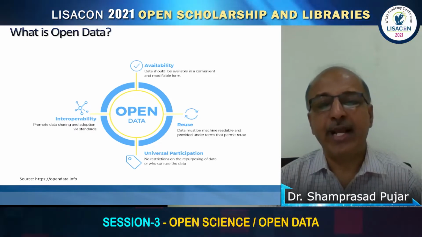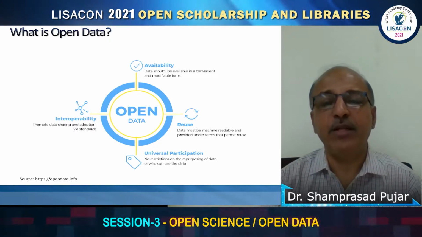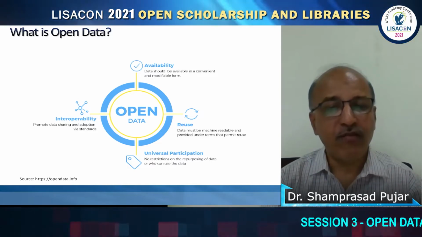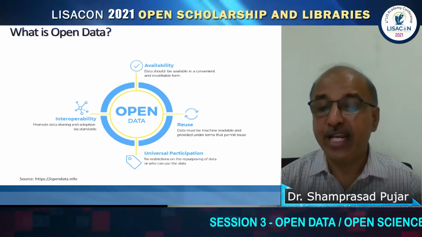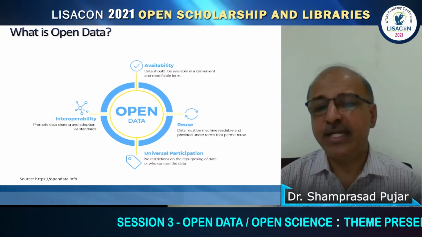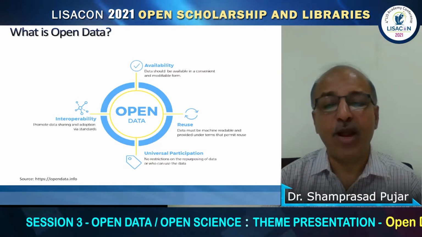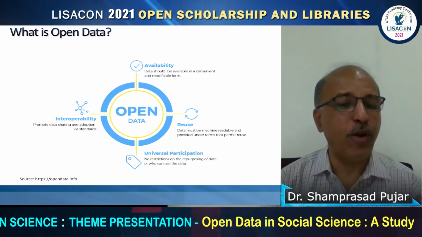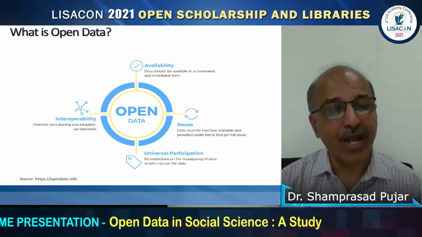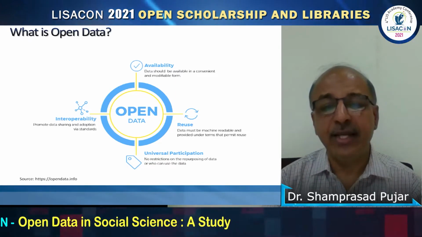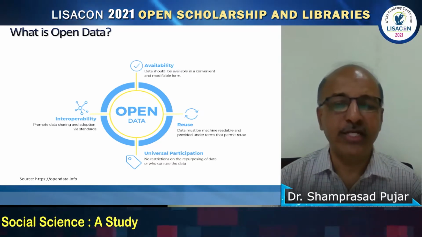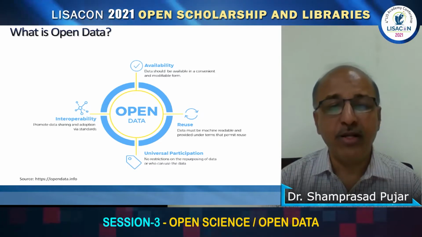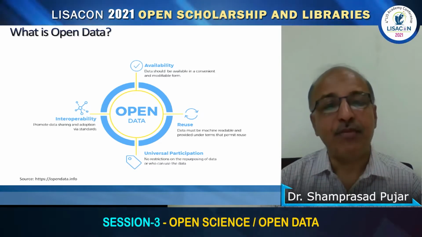Just to put it in a diagrammatic chart, open data is the one which should be available, in a convenient and modifiable format. It should be available in a reusable format, which means the data must be machine readable and provided under terms that permit reuse. Interoperability means to promote data sharing and adoption via various data standards. Then universal participation means no restriction on the repurposing of data or on who can use the data. That's what open data stands for.